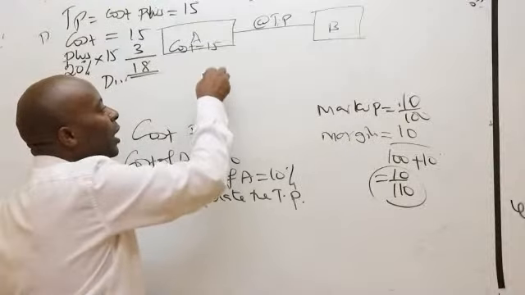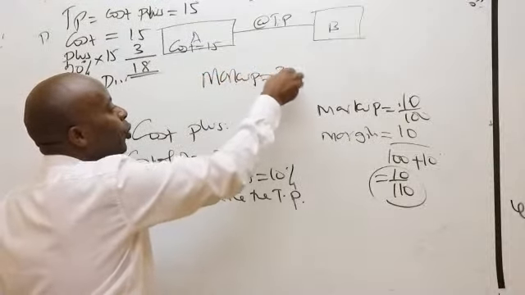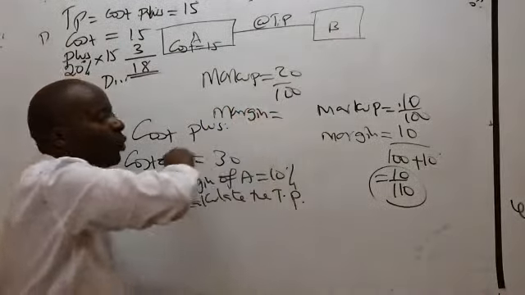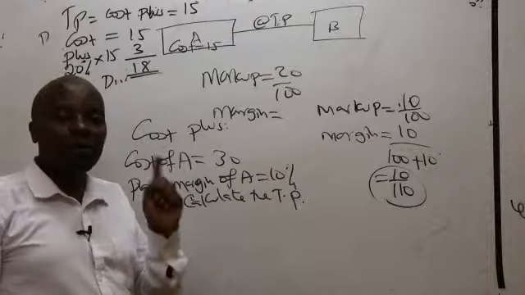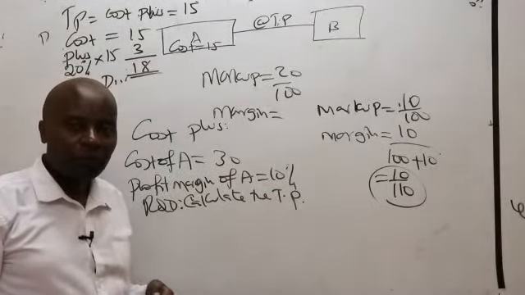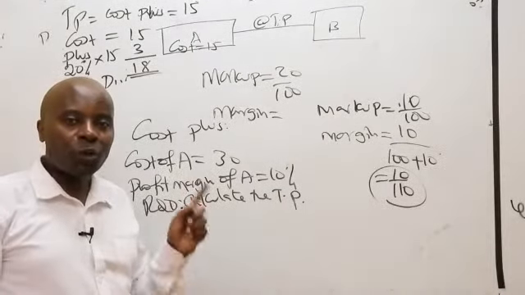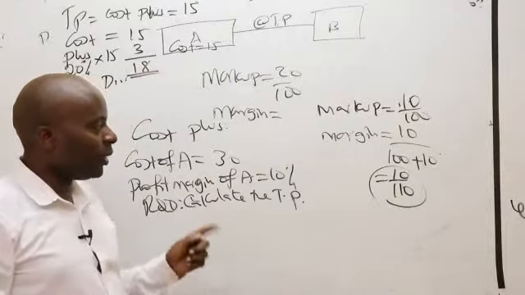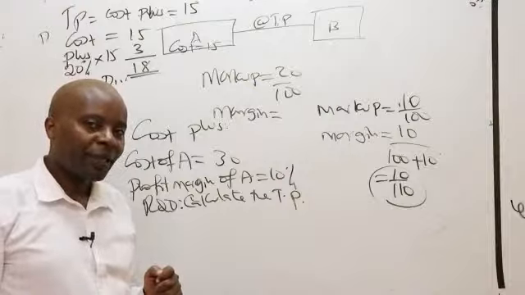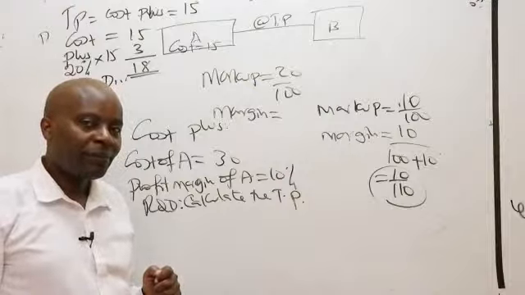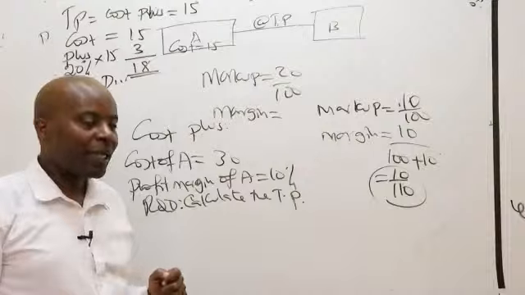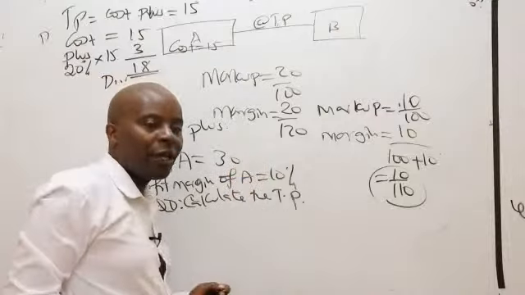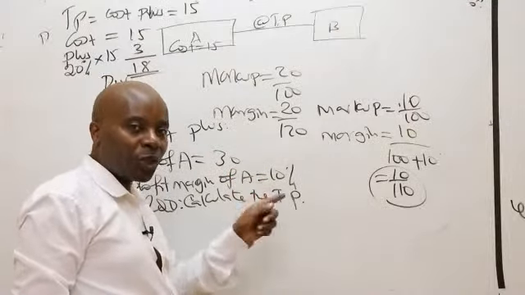So if somebody tells you that the markup is 20 over 100, what will be the margin? Somebody look at the comment here. The margin will be? Yeah, thank you very much. It will be 20 out of 100, what here? 20 out of 120, which is the same as 1 over 6.